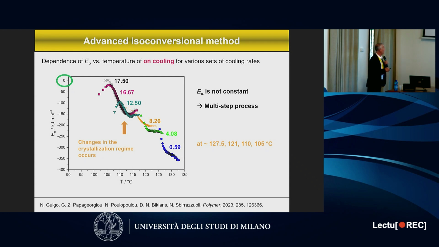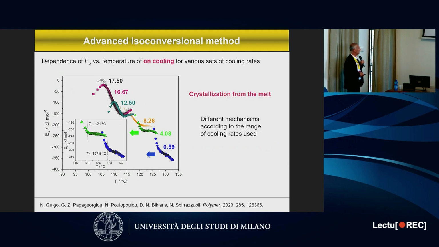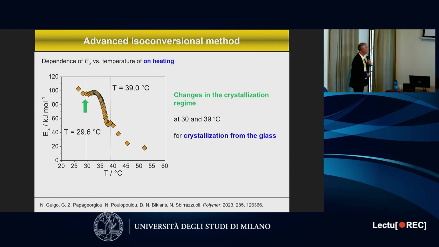So you see that we have change according to the temperature range of crystallization. So we have a change in the crystallization regime. And also I will show you that each time we have a break in this activation energy dependence, generally we may attribute it to a change in the crystallization regime. So the conclusion is that we have different mechanisms according to the range of cooling rate used, and we can also identify change in the crystallization regime.